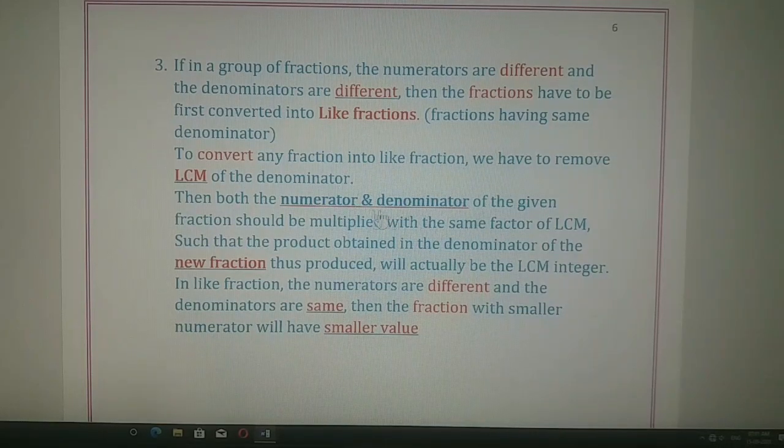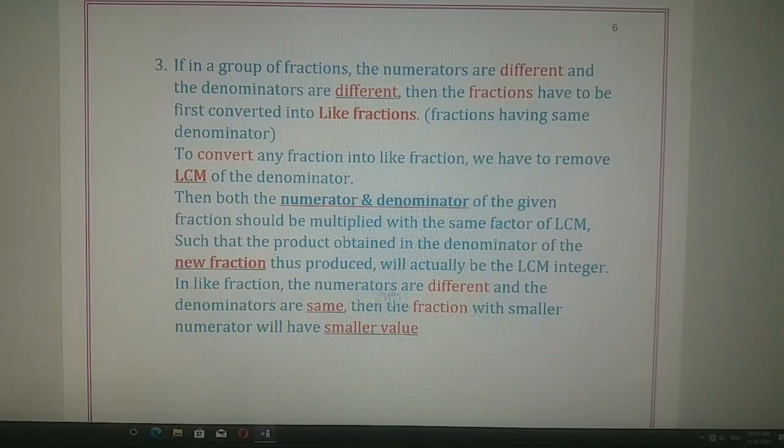After multiplying the numerator and denominator with a common factor of the LCM, the new product which is obtained in the denominator of the new fraction should actually be the LCM integer. That means when we multiply the denominator with the common factor of LCM, the denominator obtained in the new fraction should be the LCM integer.